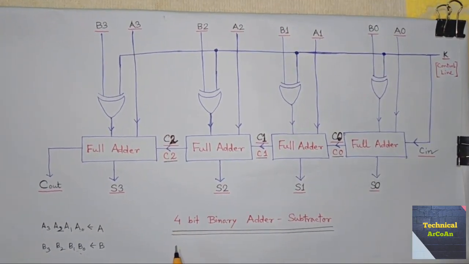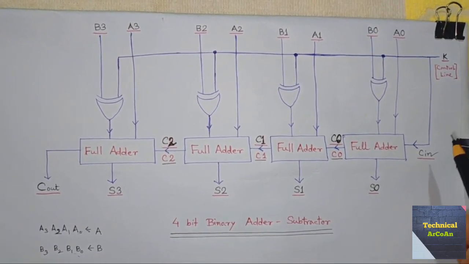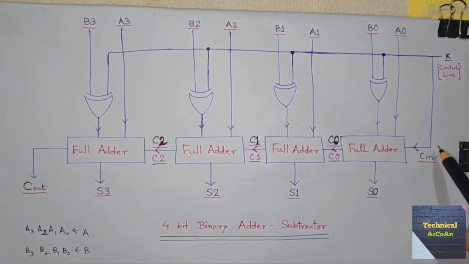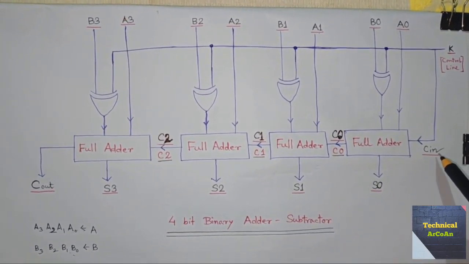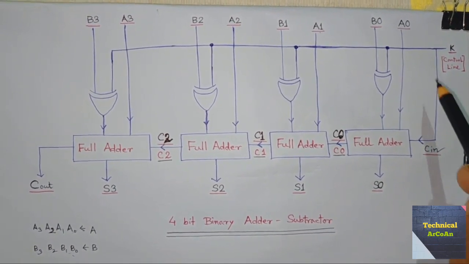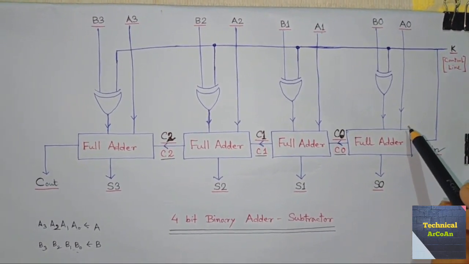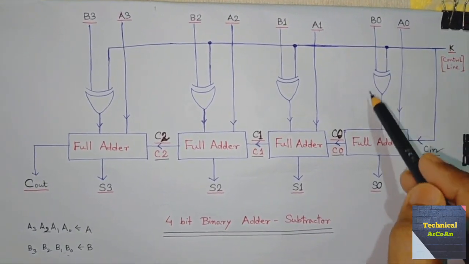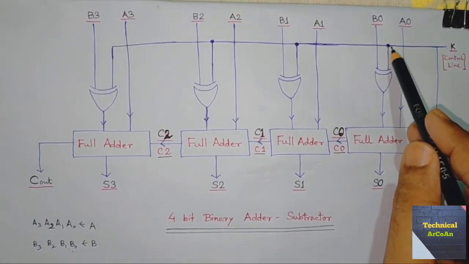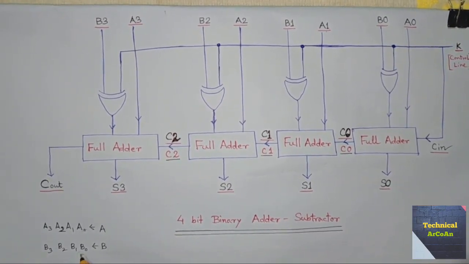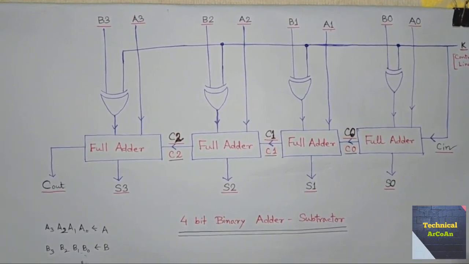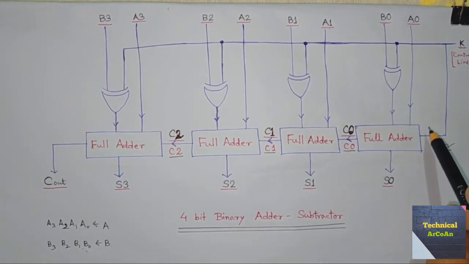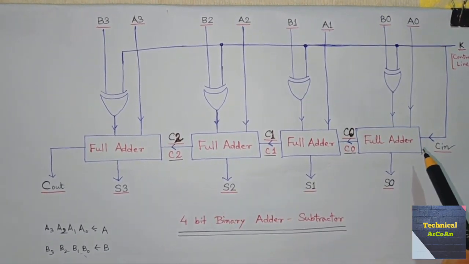Now in this 4-bit binary adder subtractor, each and every full adder has 3 inputs. What are they? One is C in, meaning carry in. One is A0, the first bit of the first binary number. And the second one is from an XOR gate formed using K and B0, where B0 is the second binary number's first digit. These three, C in, A0 and B0 XOR K, are the 3 inputs.